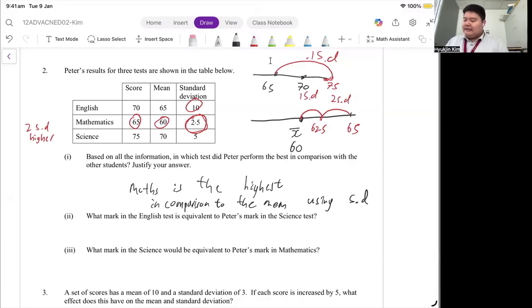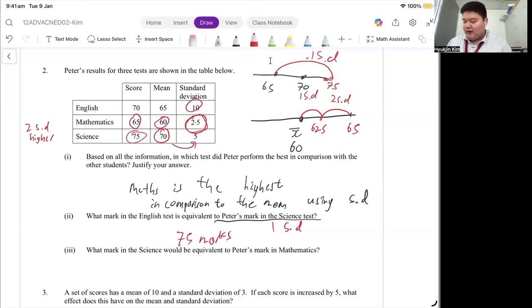What mark in the English test is equivalent to Peter's mark in the science test? Now, equivalent to Peter's mark in science, well, he got one full standard deviation higher, right? From average of 70, he jumps one standard deviation, which is 5 marks, to 75. That means from English, he needs to jump up 10 marks, which is one standard deviation. So he would get 75 marks.